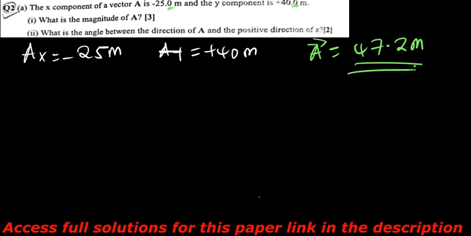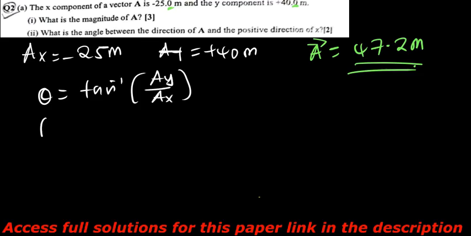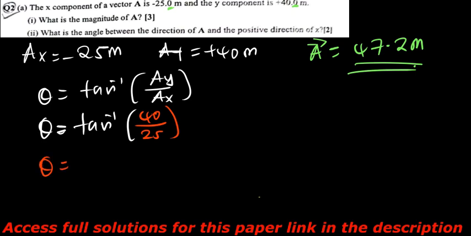So when I find my answer, I will say theta equals tan inverse of ay divided by ax. What is my ay? My ay is 40. My ax is 25. Ignore the negative. Theta will be equal to, so you take shift tan, open brackets, 40 divided by 25, close the brackets. So I'm getting 57.99, which is the same as 58 degrees.